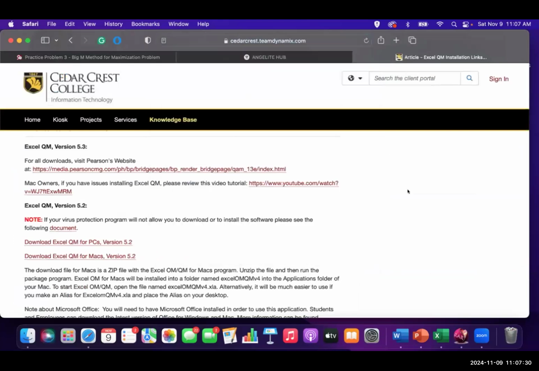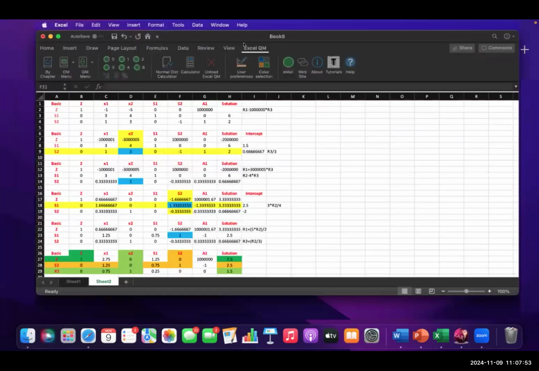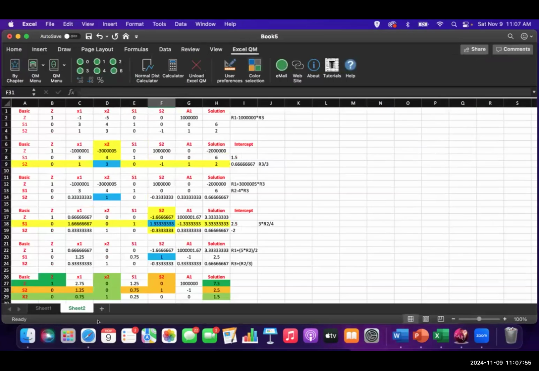Tignan nyo dito, Cedar Crest. Tapos pag click mo yun, you can download the QM for Excel. Sa akin kasi for Mac, no? Pag na-download mo na siya, install mo lang. And then lalabas siya dito ng Excel QM.